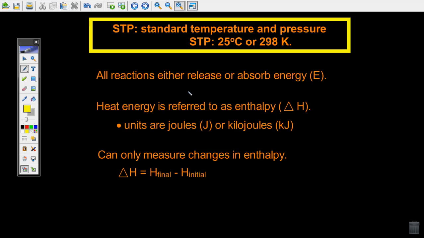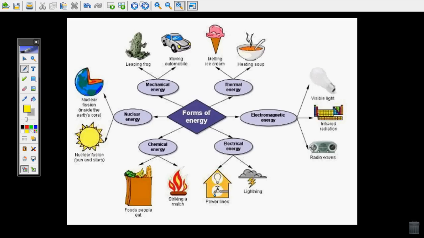So all reactions either release or absorb energy, and we abbreviate energy with a capital E. Heat energy is referred to as enthalpy, or change in H. Your units are going to be joules or kilojoules, and we can really only measure changes in enthalpy. And this is Hess's law equation, which we'll get to in a bit.